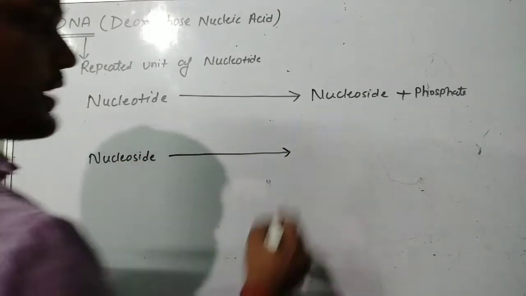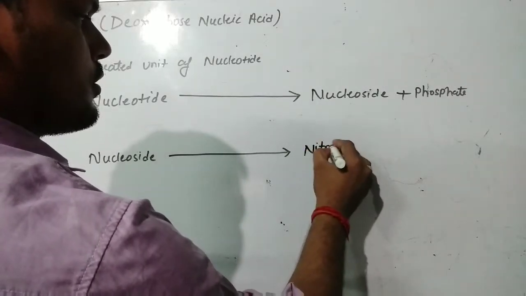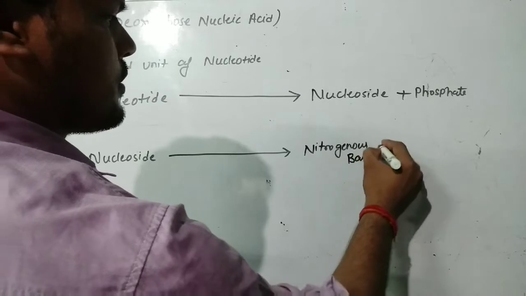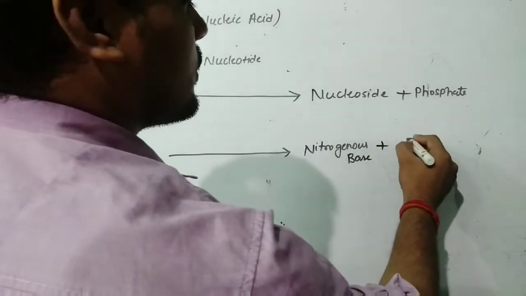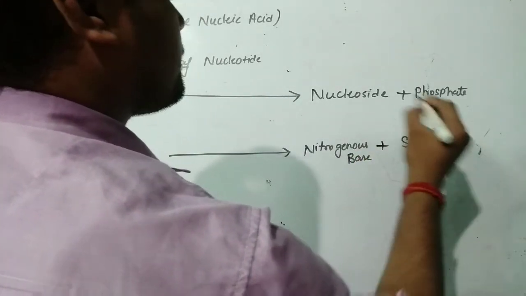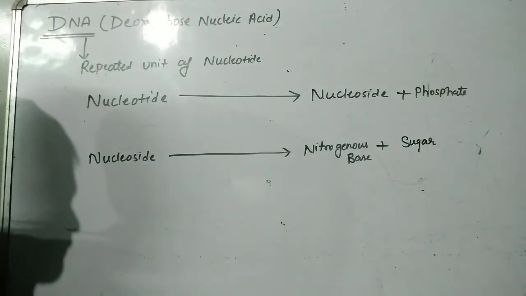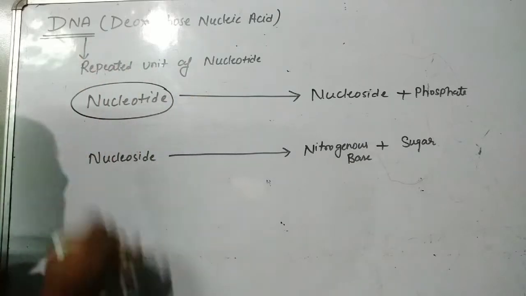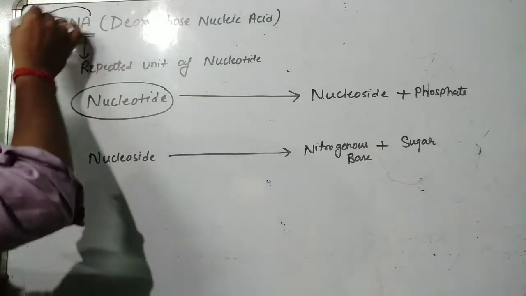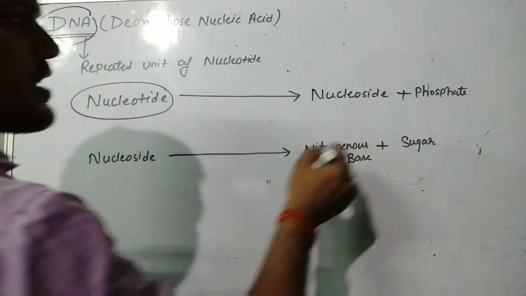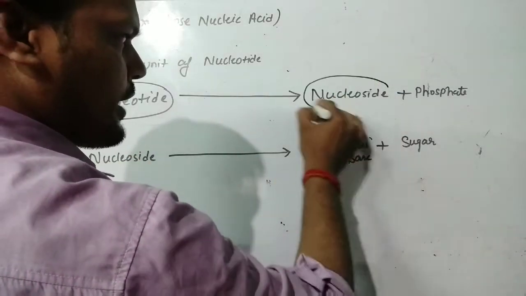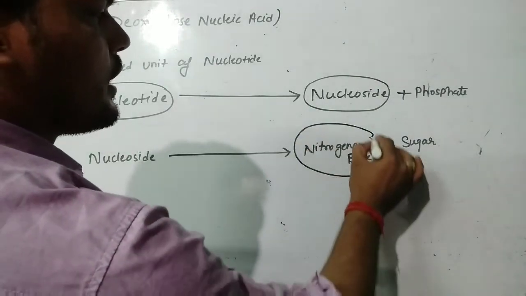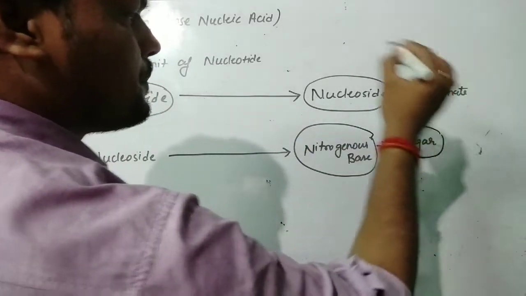Now when you talk about nucleoside, it is made up of two things. One is nitrogenous base and one is sugar. So, to understand the structure of this nucleotide, for understanding the structure of this DNA, first we have to understand the structure of this nucleoside. To understand nucleoside, what do we have to study? We have to study nitrogenous base as well as sugar.